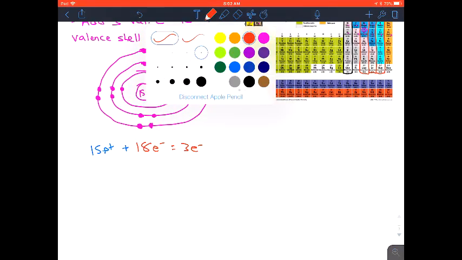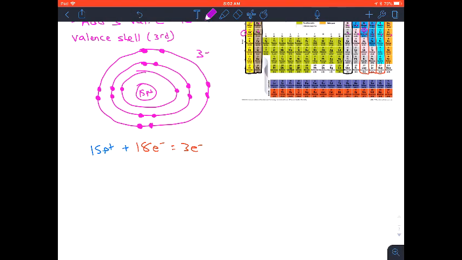Let's make sure that we label our shells. I kind of jumped ahead of ourselves here. That's okay. Energy level 1 has 2 electrons. Energy level 2 has 8 electrons. Energy level 3 also has 8 electrons, and this is our valence shell.